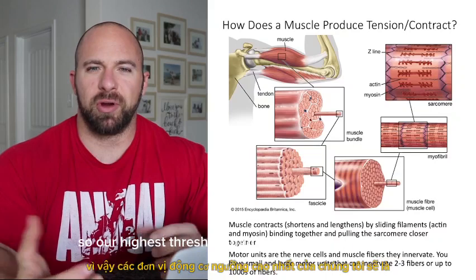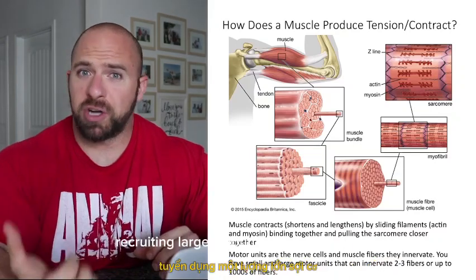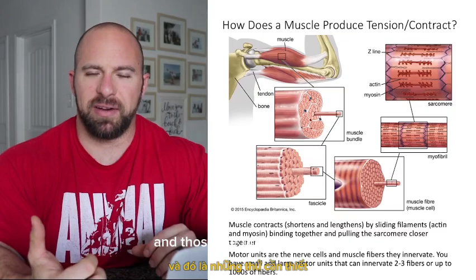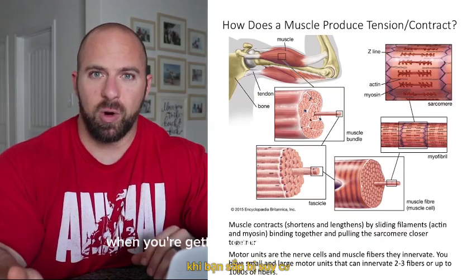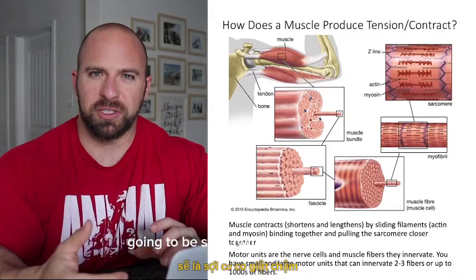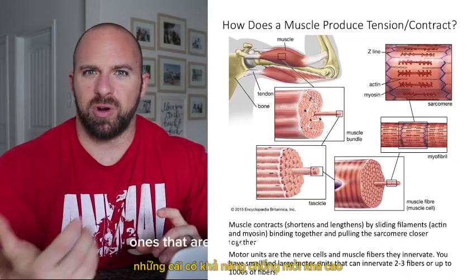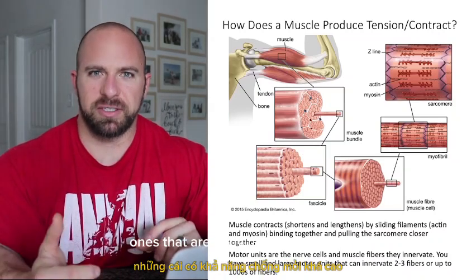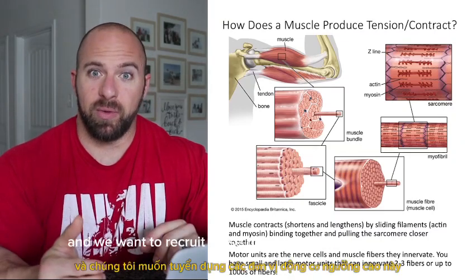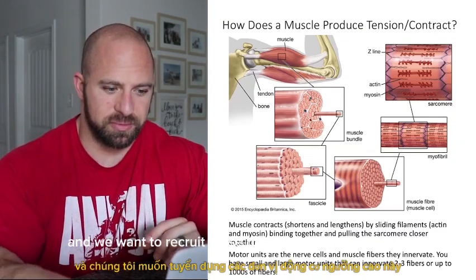Our highest threshold motor units are going to be recruiting large amounts of muscle fiber. Usually these are your fast twitch muscle fiber, and those are ones needed when you're getting close to muscle failure or at high speeds. The lower threshold motor units are going to be slow twitch muscle fiber, ones that are fairly fatigue resistant, which is important for when we're training and we want to recruit these high threshold motor units.